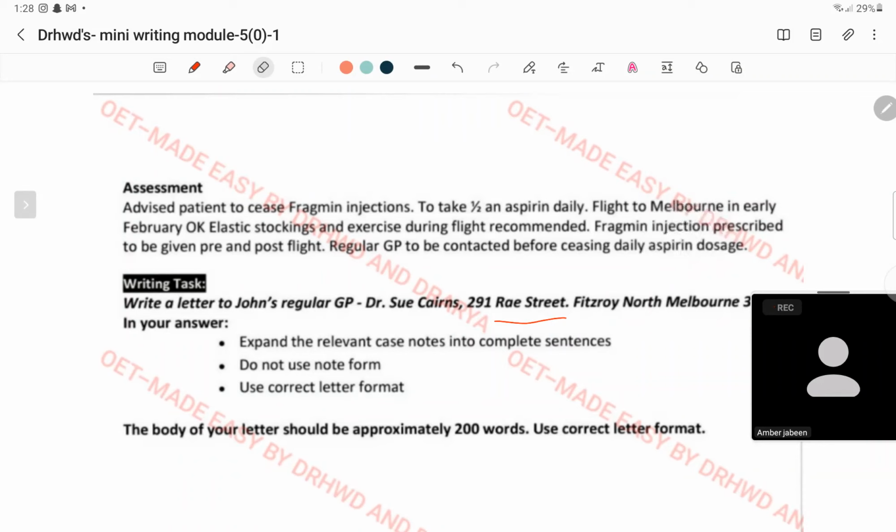Or he's ready to fly back to Melbourne in early February, and he's advised to use elastic stockings, or he has been advised regarding use of elastic stockings, exercise during flight, and fragment injection pre-flight and post-flight. Full stop. Please note he has been commenced on aspirin, which he would stop after contacting you. Full stop. That's it. Also, you write about the fragment in the last sentence.